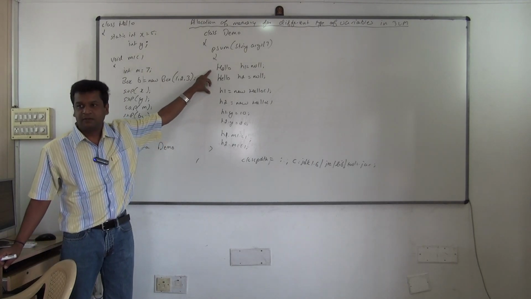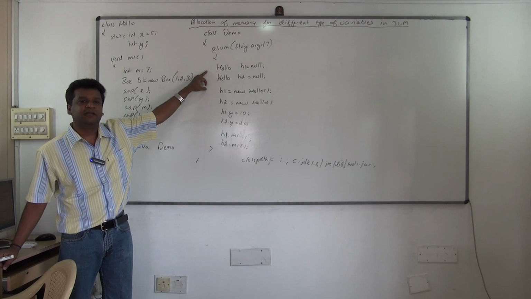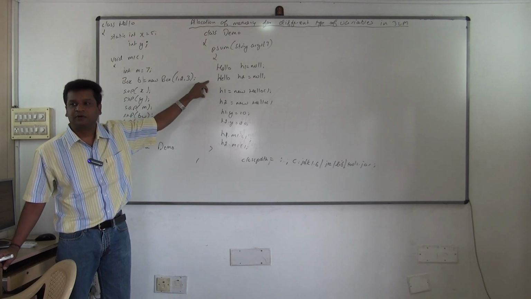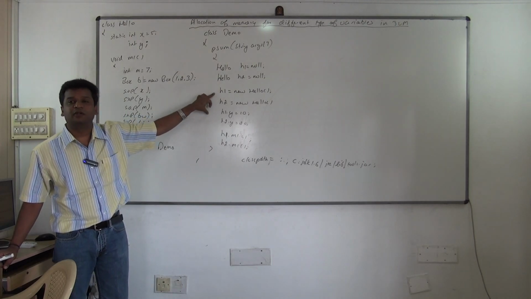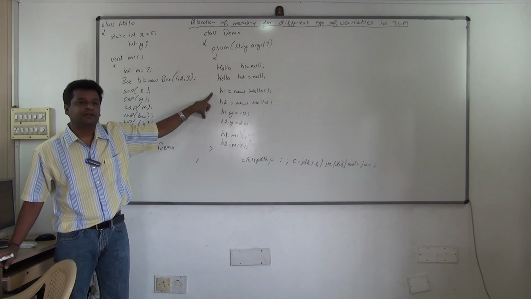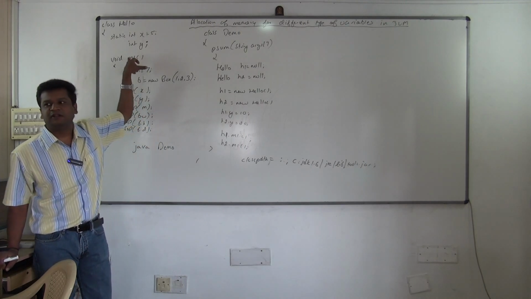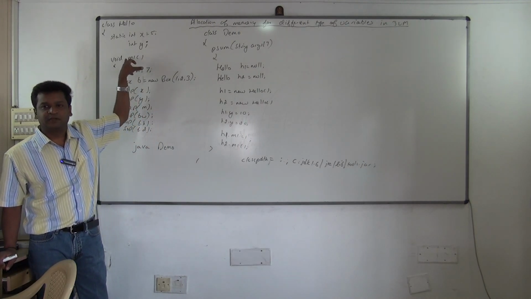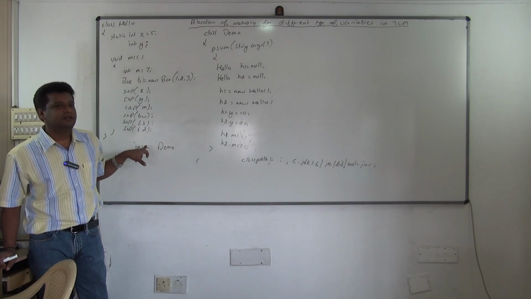Hello H1. Class is not loaded. You are only declaring a variable. Hello H2. Class is not loaded. But when I say H1 is equal to new Hello, now Hello.class is loaded into the JVM. Are you understanding now how one by one the classes are loaded? Okay, so Hello.class will be loaded into the JVM now.